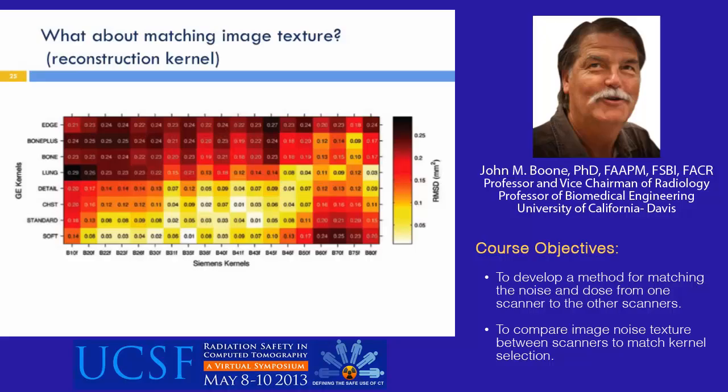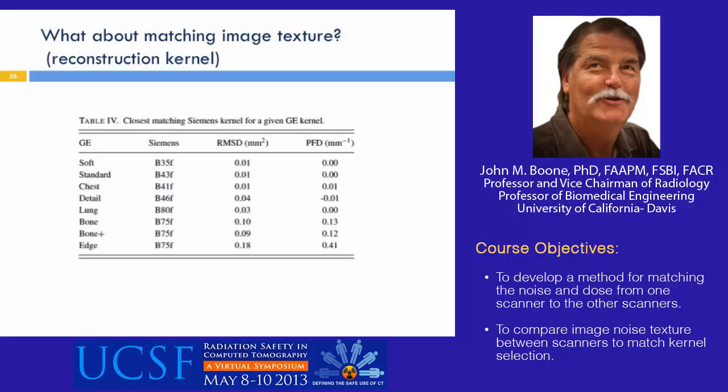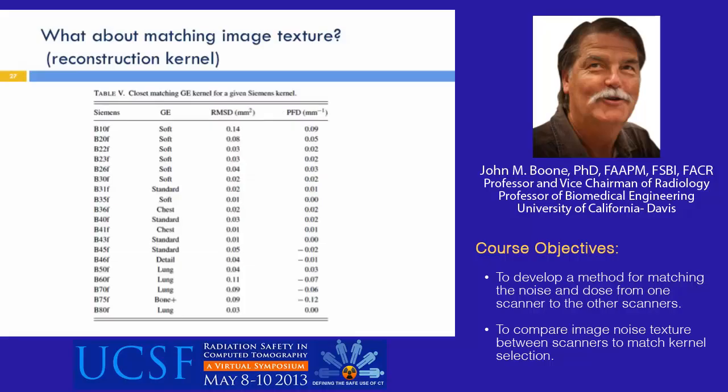And so one of these tables provides the closest matching Siemens kernel for a given GE kernel, and you can see this data in slide 26. And if you have to do that match in the other direction, they provided that table as well. So this is the closest matching GE kernel for a given Siemens kernel. So this is quite useful and really represents a large amount of work on the part of these individuals at Duke University.